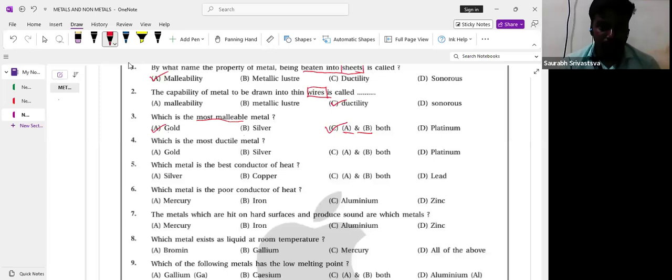Next, which is the most ductile metal? Ductile metal means we can make a thin wire. So gold and silver, both we can write. Okay. Next, which is the best conductor of electricity? Best conductor of electricity means silver, gold, copper.